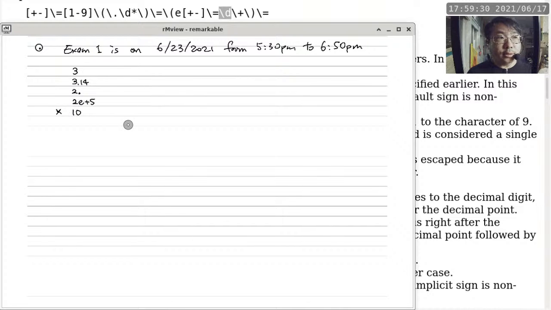Are we doing okay so far with this explanation? I think you guys are getting a general idea of what is acceptable as a scientific notation, at least under these rules.